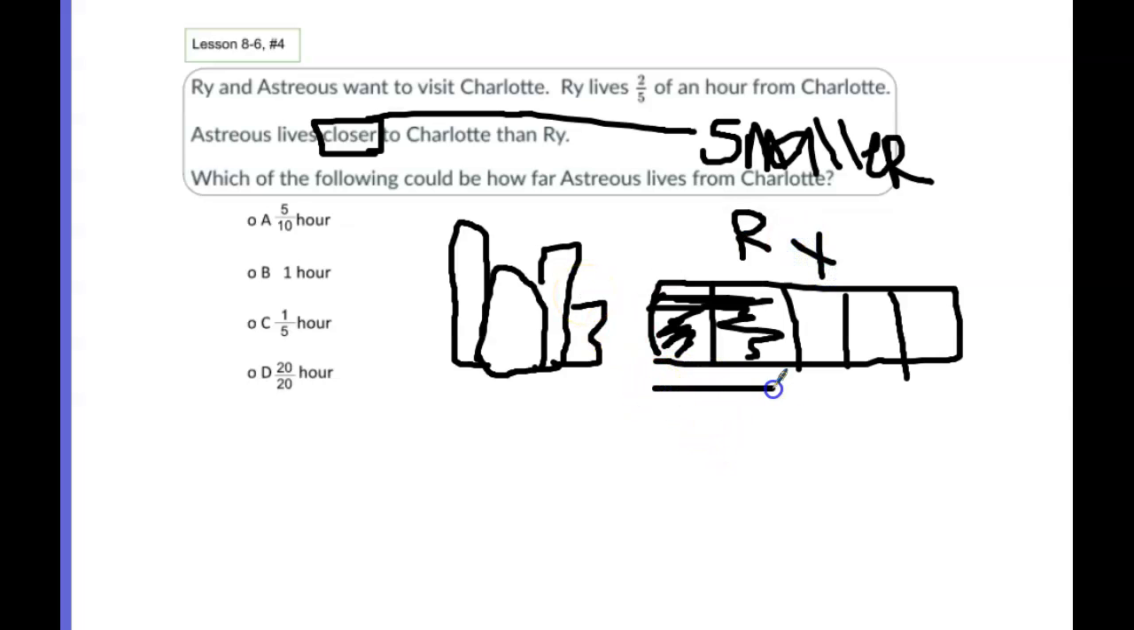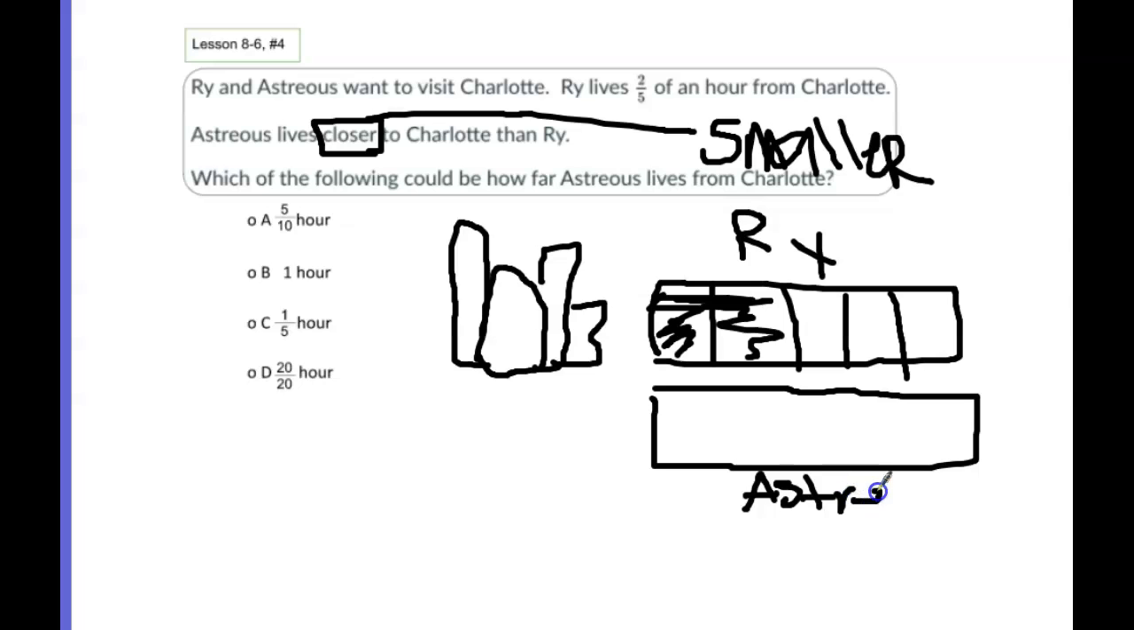Astrius lives closer to Charlotte than Rye. So I know that Astrius lives closer. That means it has to be smaller. So it has to be smaller than the shaded 2/5, right? So I need to figure out which one is smaller than 2/5. So we're going to first draw it out and figure it out.